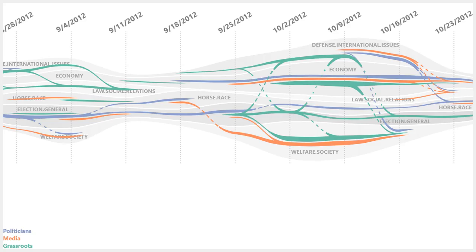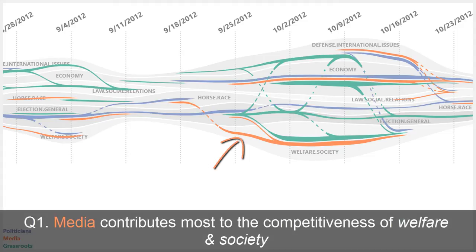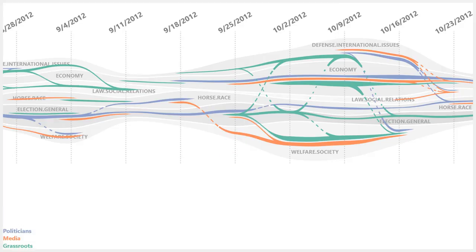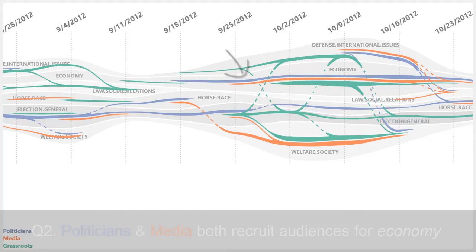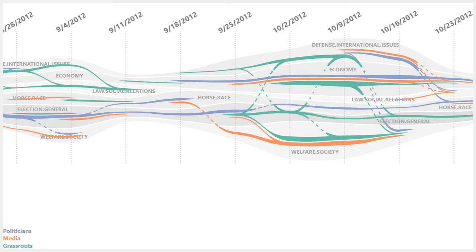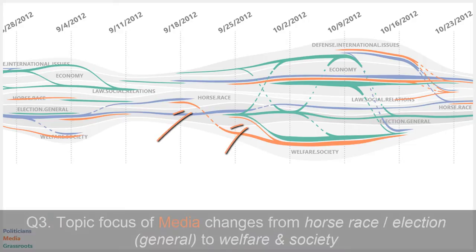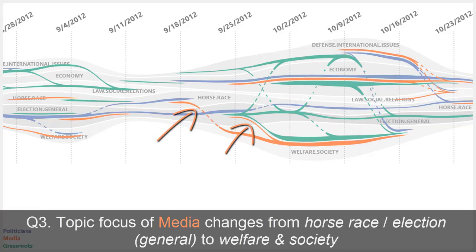Let's take a look at how the system could be used to explore different aspects of the topic competition and the agenda setting process. In this figure, the orange line shows that the media contributes most to the competitiveness of welfare and society. The collocation of the blue and orange lines for politicians and media shows that they both influence the competitiveness of economy. The switching of orange lines among the layers shows that the topic focus of the media has changed from the issues of horse race and election to welfare and society.